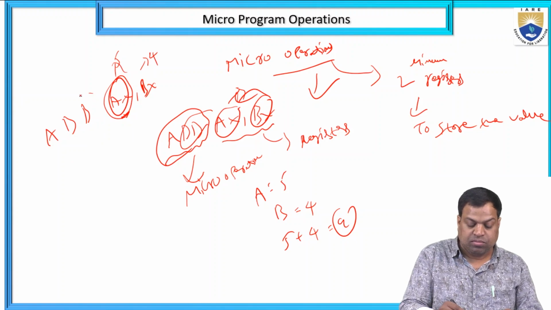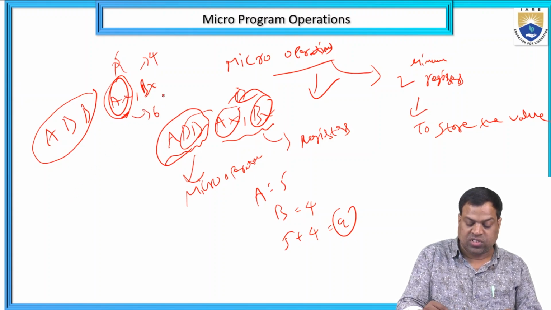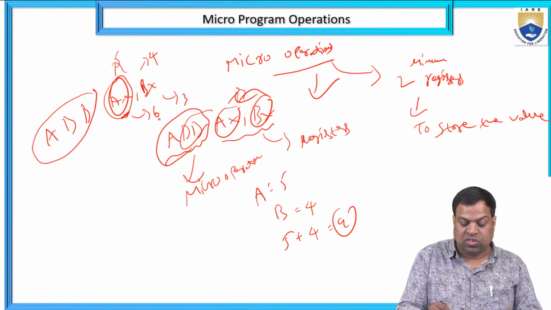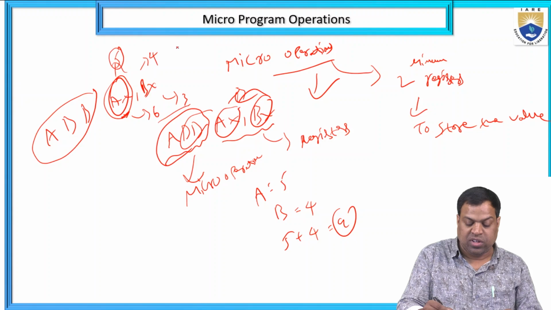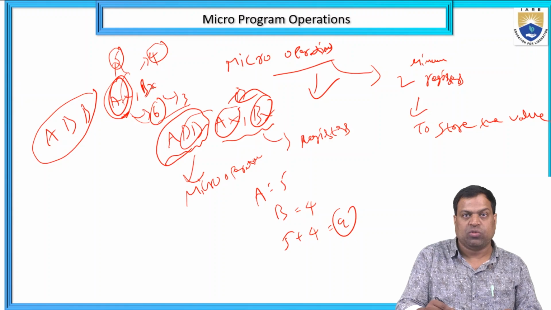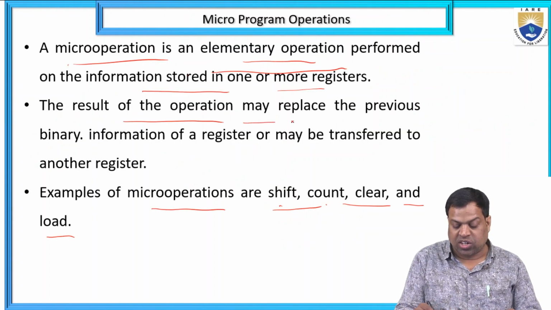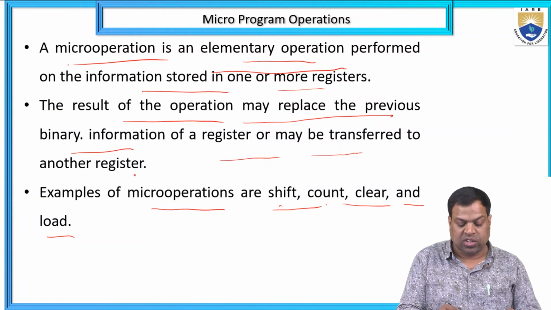In the microprogram, what is the first register? This first register will store the resultant value. Next, if I am going for another operation, that is A equal to 6, B equal to 3, it is one example. So 6 plus 3. But already in the previous one it was 5 and 4. When I am giving the new value, it will be restored: 6 replaces 5, and 3 replaces 4. So here they are defining that the result of the operation may replace the previous binary value, and the information of the register may be transferred to another register.